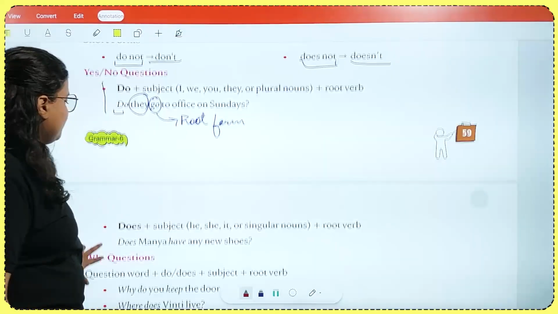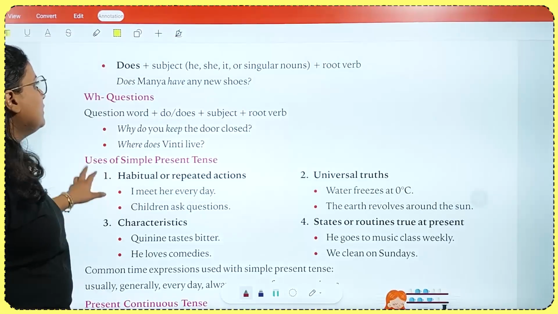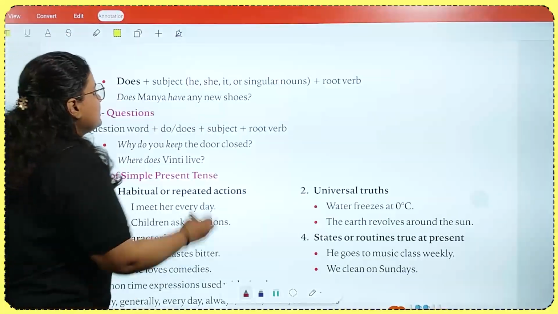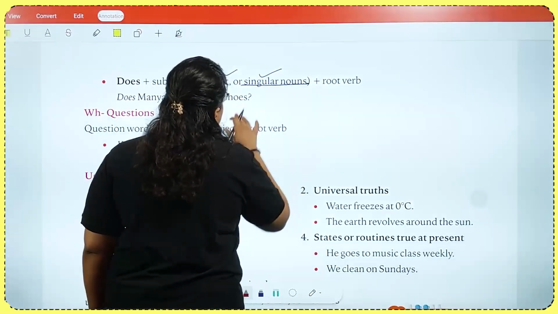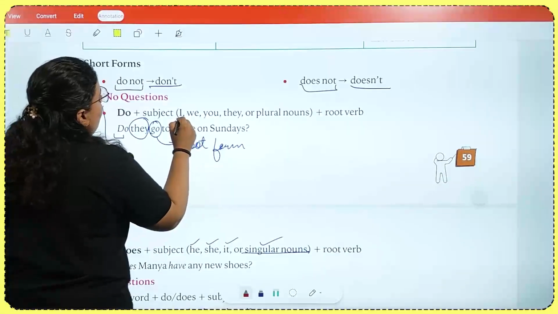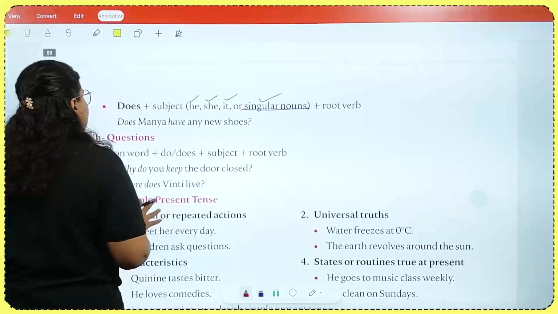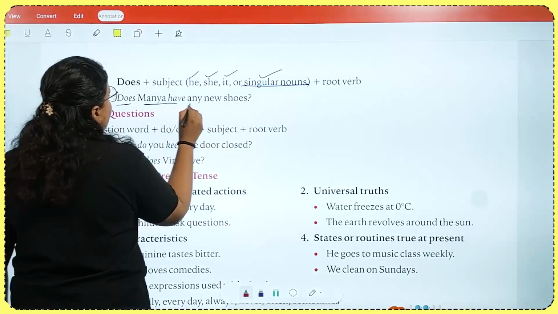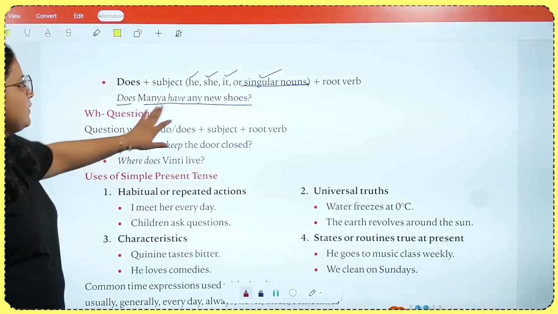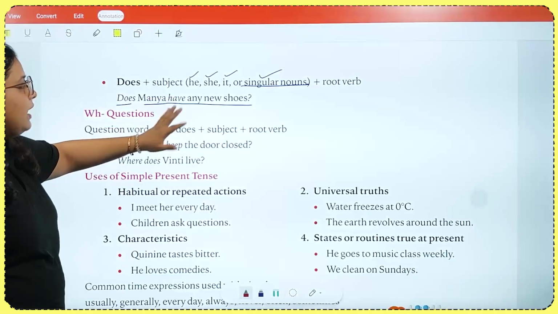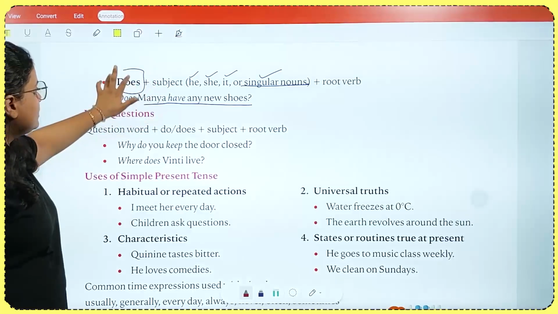Okay, clear? Does plus subject plus root form. This is for subjects he, she, it, or singular nouns. And the other one was for I, we, you, they plus plural nouns. Does Manya have any new shoes? This is the question. Here also you have to use the same thing, but do becomes does.